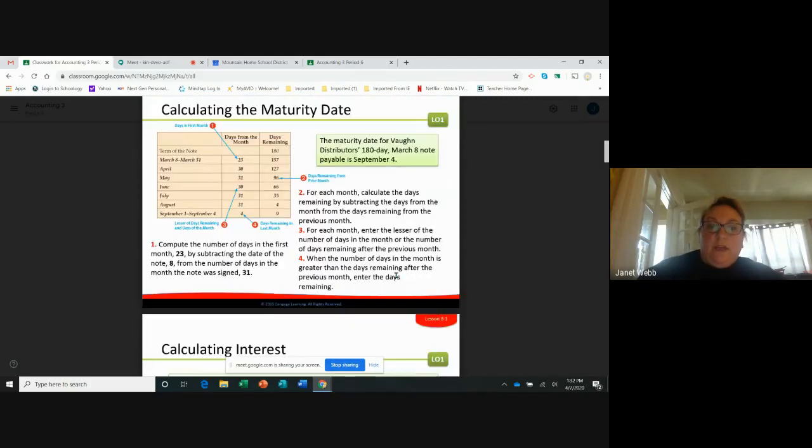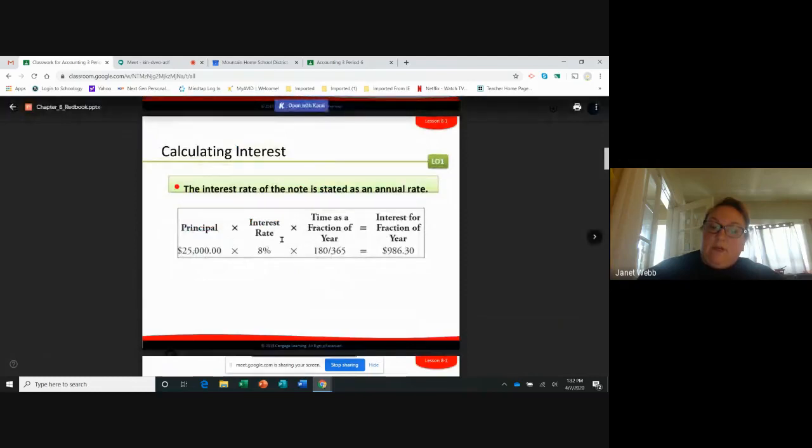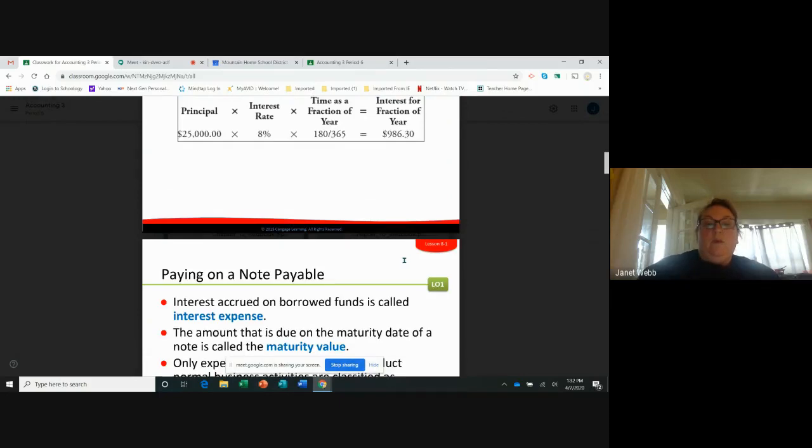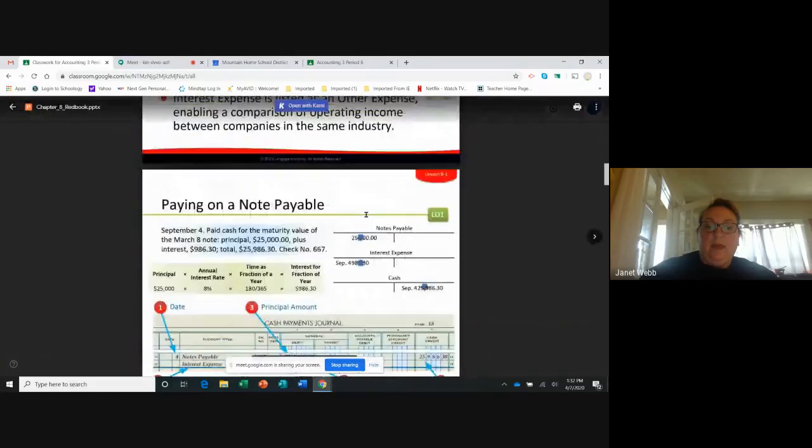So calculating interest. There's my $25,000. Interest rate 8%. This time, before we were only using 360. This is the difference. Now we're using 365. So we've done this using 360. Now we're going to do it using 365. So our interest for that portion of the year, that 180 days, is $986.30 that we're going to have to pay. That's our interest expense. So when we pay it, here's our interest expense. So when we pay it, it looks like this.